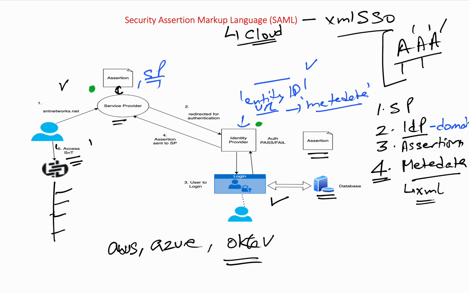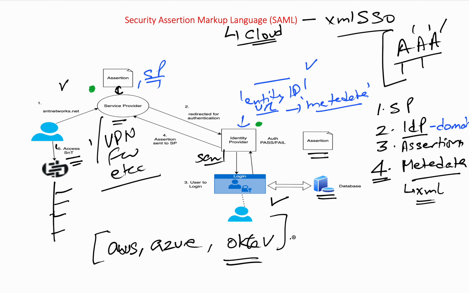Because SP can be anything. SP can be a VPN, firewall, etc., right? But IDP is usually a SAML server. So these are the types of SAML servers. It will not be that difficult, but these are the four things that you need to understand and work on. And the rest, if you know the flow, then it's not that difficult.